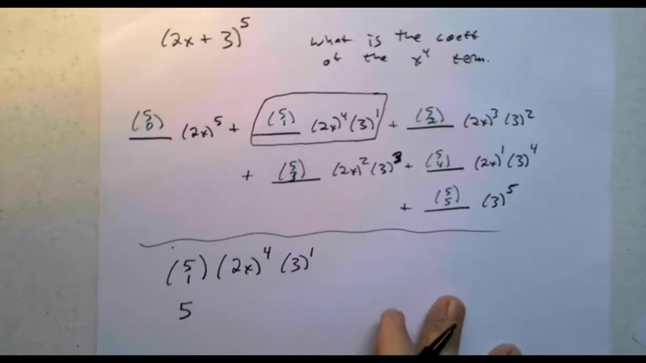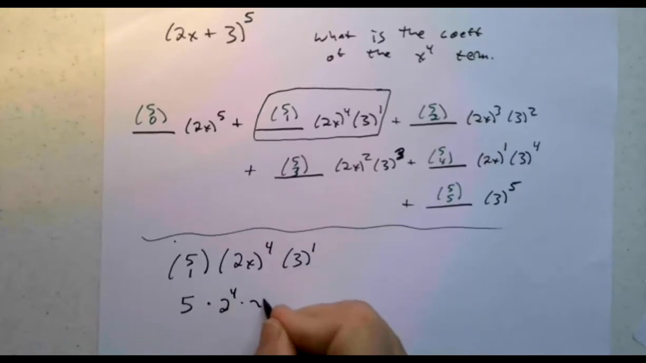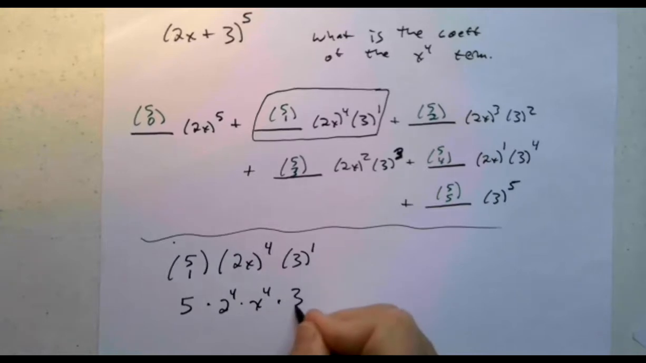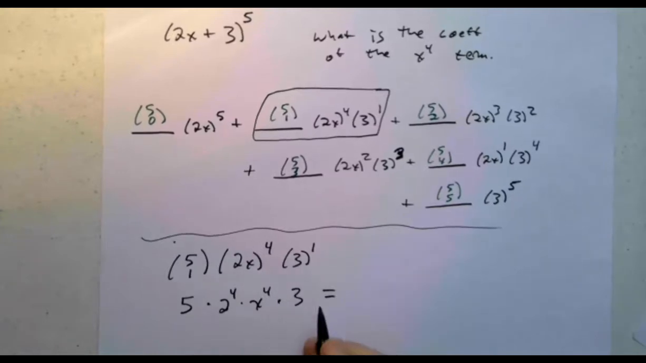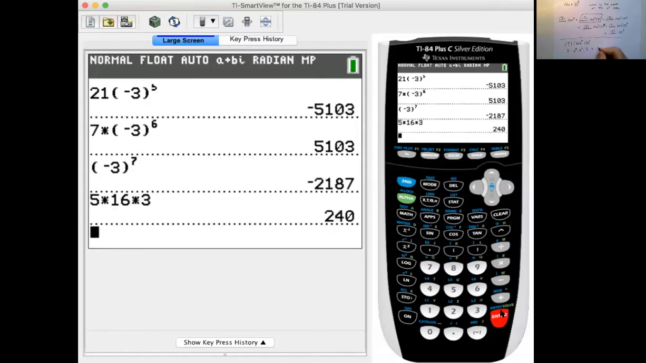5 choose 1 is 5. You can get that from the calculator. 2 to the 4th times x to the 4th times 3, which is 5 times 16 times 3. What is that? 5 times 16 times 3 gives me a total of 240. So we get 240 x to the 4th.